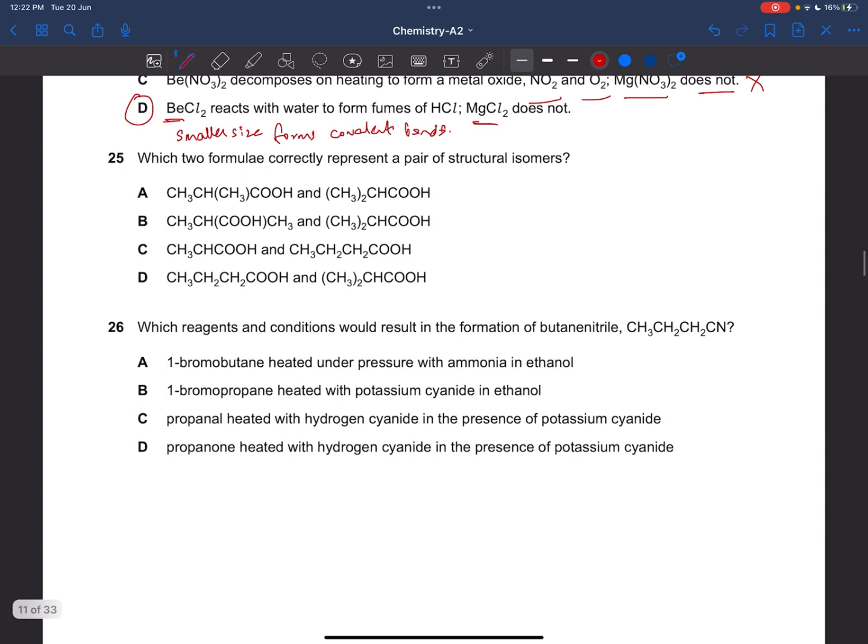Let's move to the organic part. Now is where the organic part starts, from question number 25. Which two formulae correctly represent a pair of structural isomers? So let's do this. The answer for this is basically D. So let's have a look at the D one only.